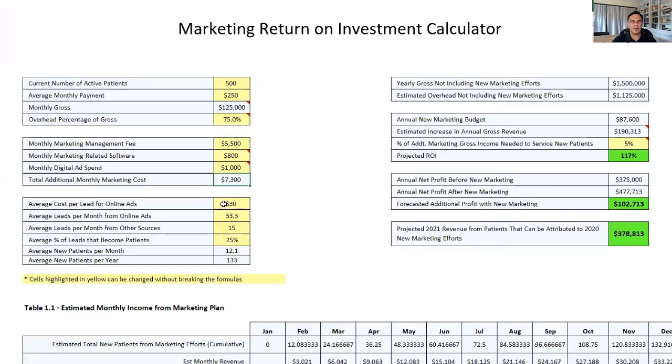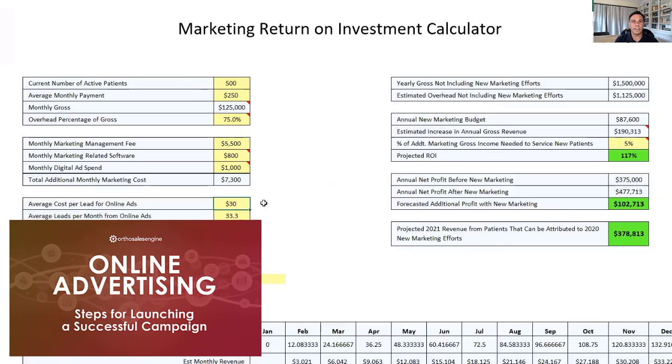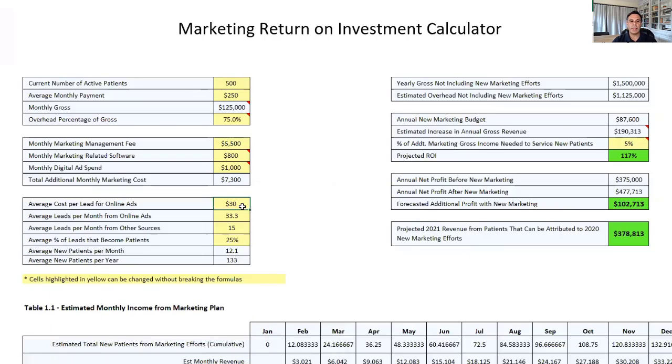Then let's talk about how much it costs per lead for online ads. If you don't know this and you're doing it yourself, I did a video with our Google Ads calculator that'll help you with this. Google Ads actually will tell you the cost per conversion if you have it set up properly. In Google Ads, it does. Facebook doesn't necessarily do that.